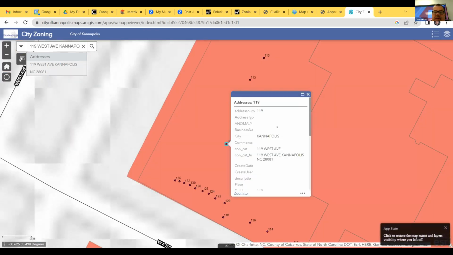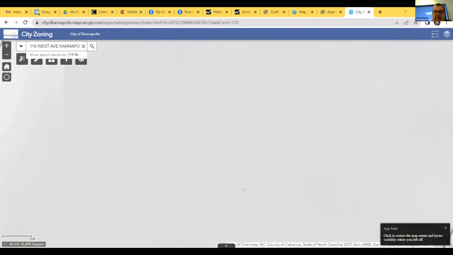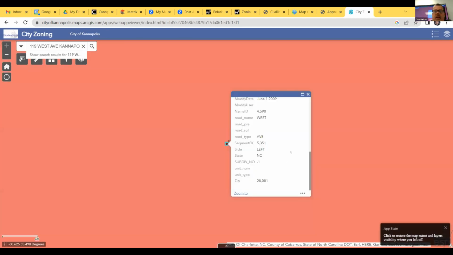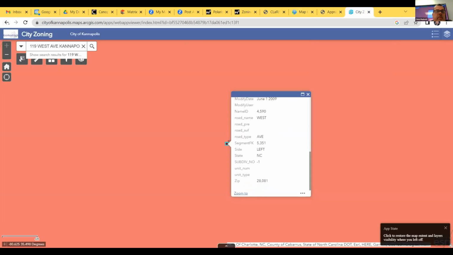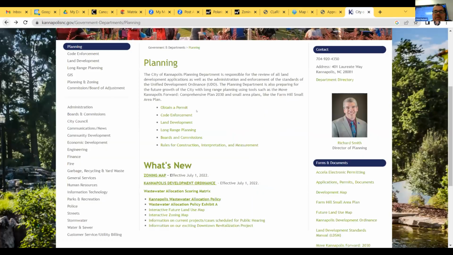There is our building. Got all kinds of information there. That doesn't help me at all. What are your frustrations with zoning, or what questions do you have while we're looking through this?